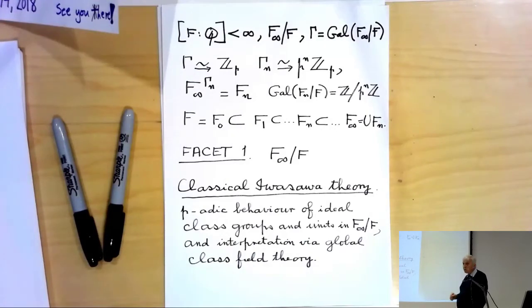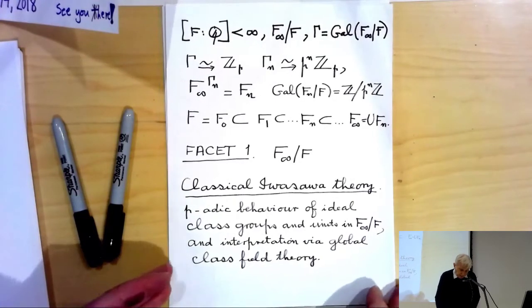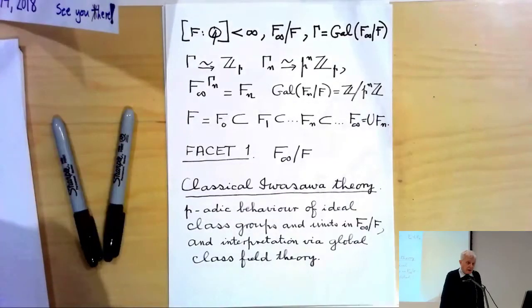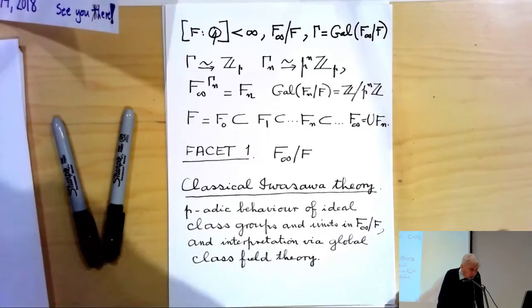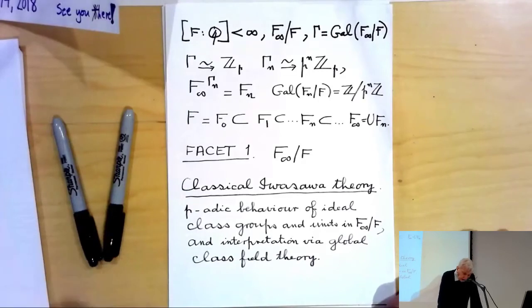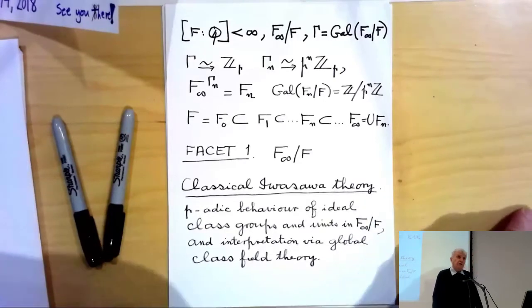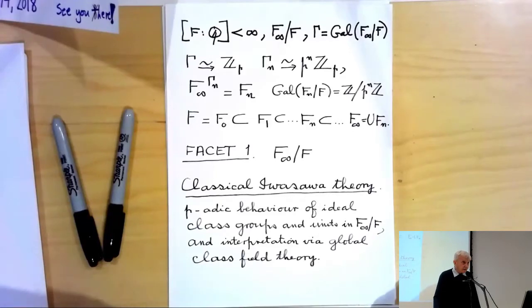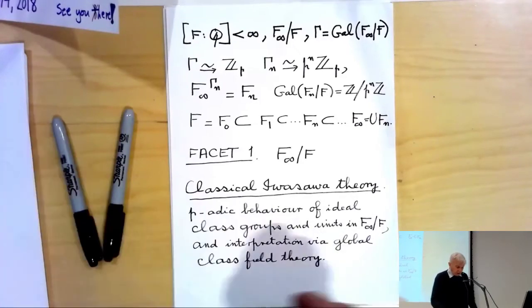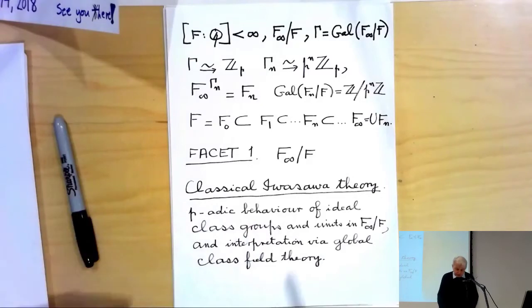The first one is what I'll call classical Iwasawa theory. So we have now our Z_p extension, F infinity over F, and classical Iwasawa theory is concerned with the p-adic behavior of the ideal class groups and the unit groups in this Z_p extension, and the interpretation of these objects via classical global class field theory. This is what I will call classical Iwasawa theory, and it was what got Iwasawa going on the whole subject.